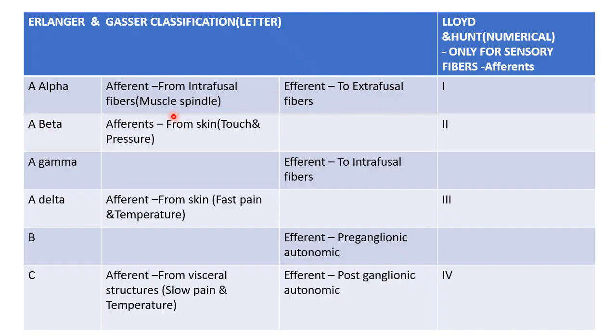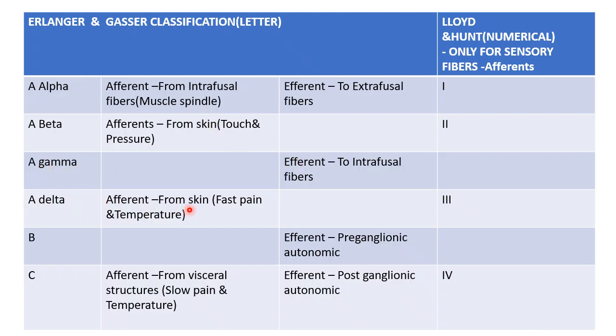Next, A beta. A beta is afferent from the skin. It carries touch and pressure sensations. So only afferents, A beta. A gamma is only efferent. It carries motor commands to the intrafusal fibers. So if you see the intrafusal fibers, the muscle spindle, it receives afferents and efferents. Afferent is A alpha and efferent is A gamma.